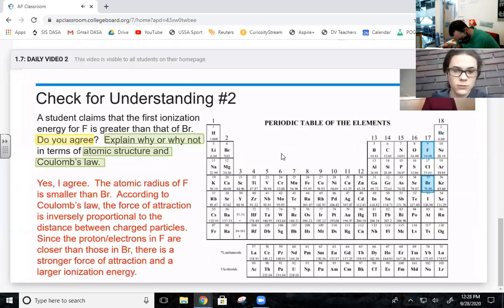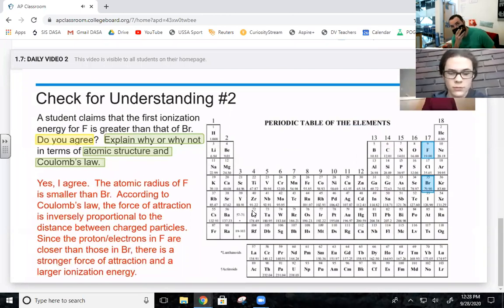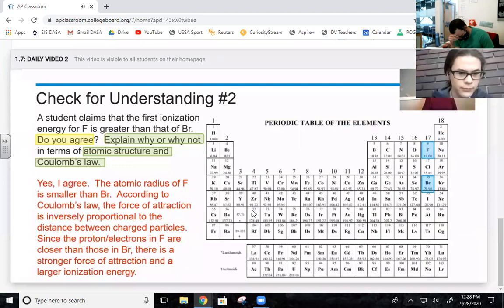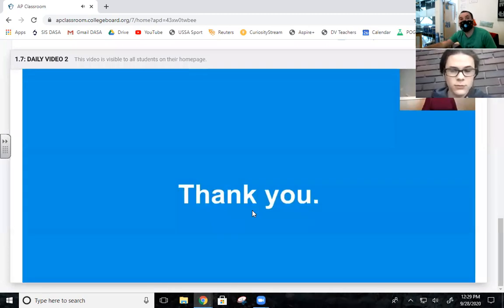Hopefully you said that you agreed. And the reason that you're agreeing to this statement is because according to Coulomb's law, the force of attraction is inversely proportional to the distance between the charged particles. And for fluorine, the protons and electrons are closer and therefore have a larger attraction and are going to have then a larger ionization energy compared to bromine. This is the end of the video. Thank you for watching.